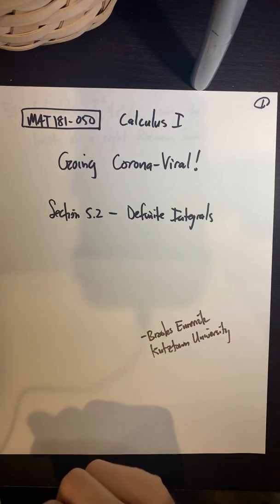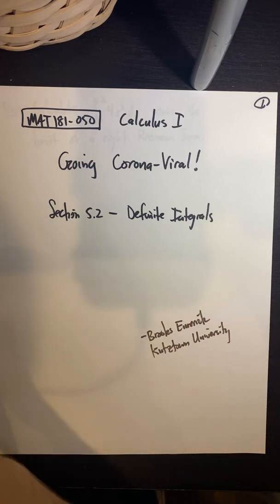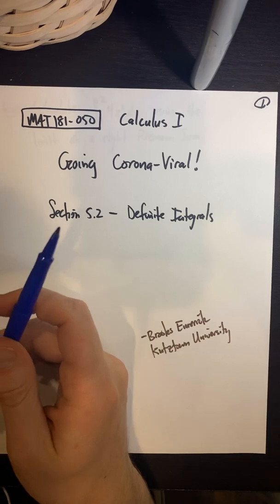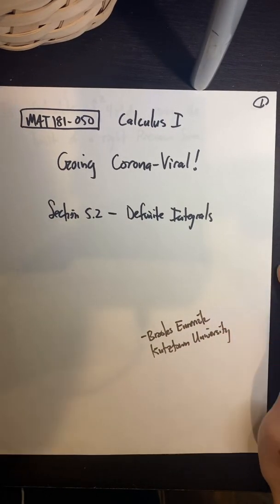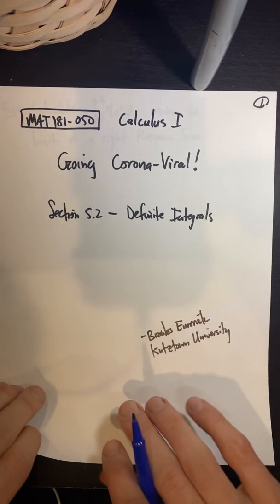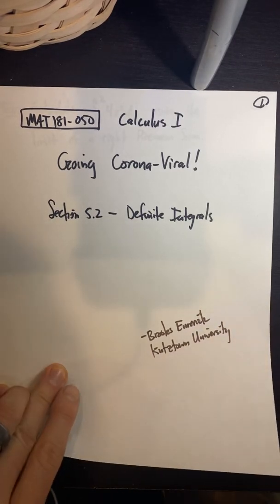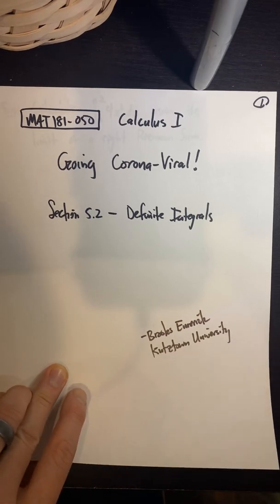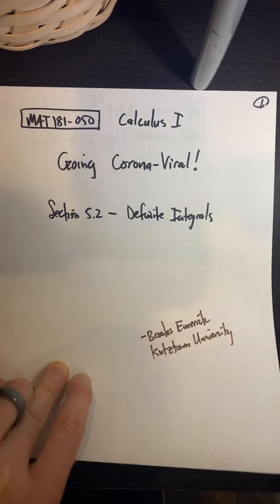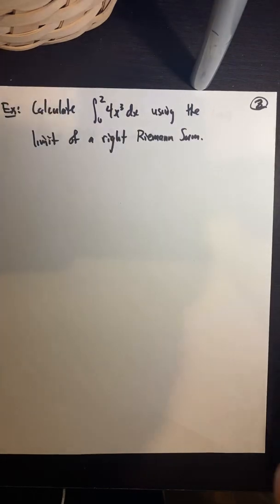All right, in this video I'm going to talk about section 5.2, which is mostly about definite integrals. But the most important part about this section, I believe, is evaluating a definite integral using the limit of a Riemann sum. So I'm going to do a few of those examples and then one extra example about finding the integral using a graphical argument.